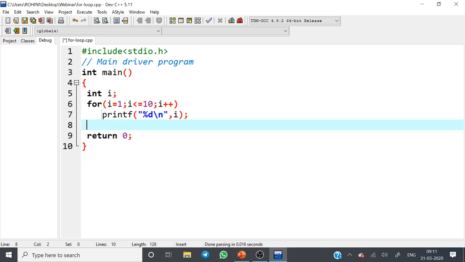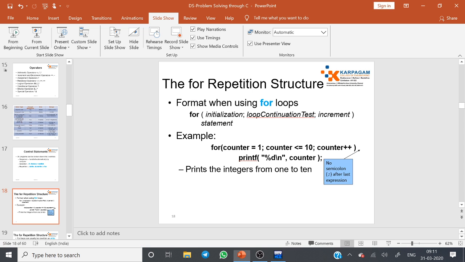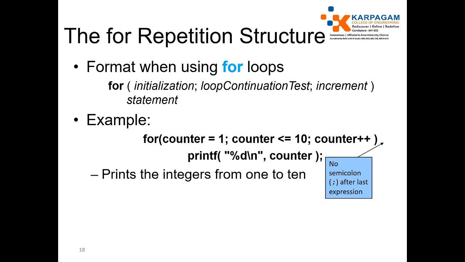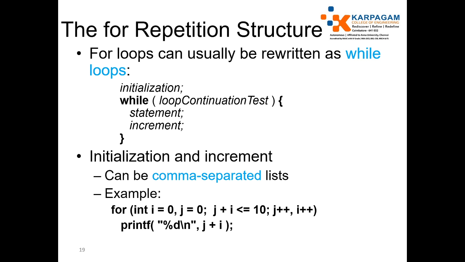Next example for repetition structure is the while loop. I will give an example for that. The general structure of the while loop is an initialization statement, and inside the while keyword I need to give the loop continuation test. Then after that give a set of statements. Finally you have to give an increment statement or decrement statement. This is the general structure of the while loop.